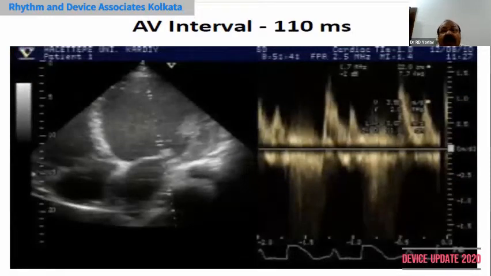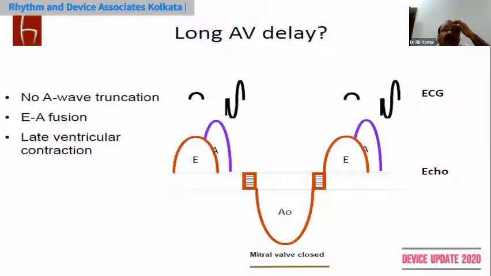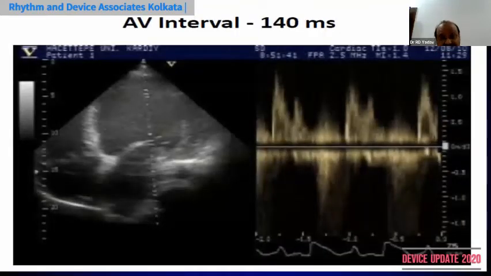So here the AV interval is also optimal, but once it goes above 120 milliseconds, E and A fuse. So with a long AV delay, E and A fuse, and there is a diastolic MR. This is the same in AVR also. There is a diastolic MR started appearing.